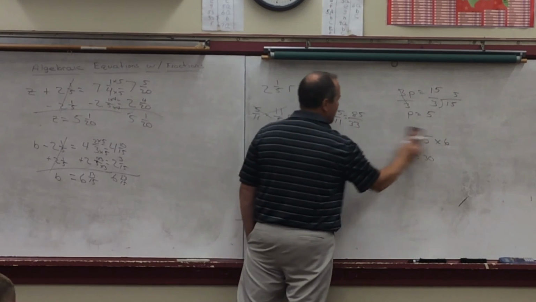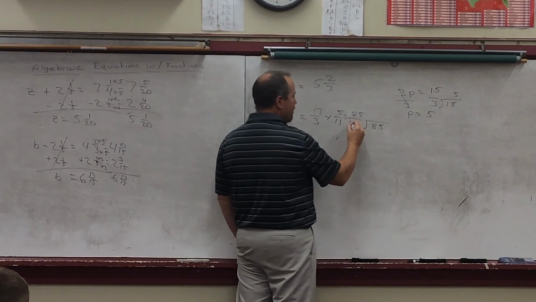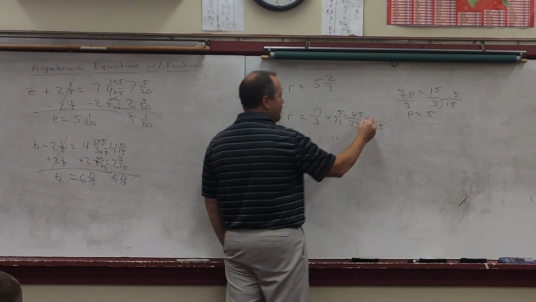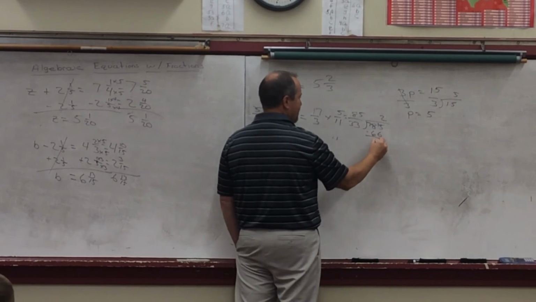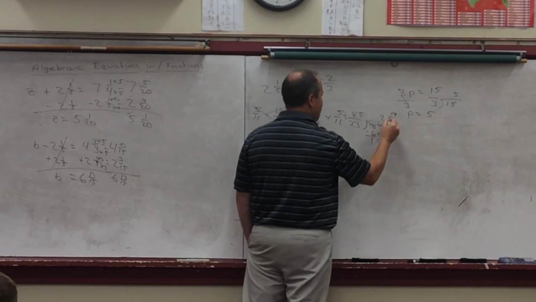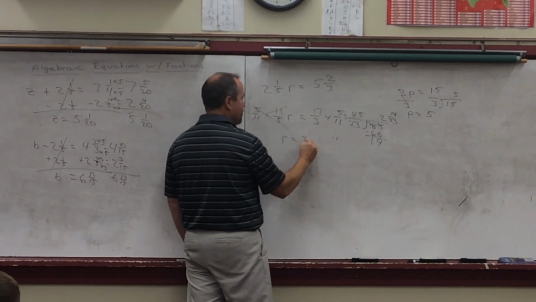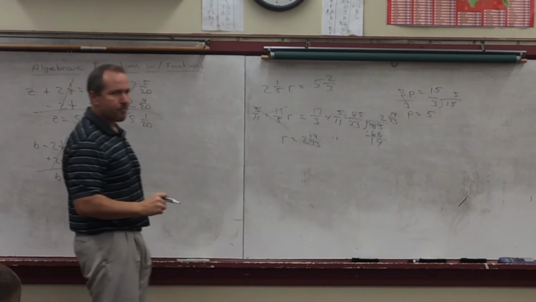And now we'd want to get rid of the improper fraction by dividing the top by the bottom. 33 is going to go into 85 2 times. That's 66. Subtract. Gives you 19. And that 19 becomes your numerator. Denominator is 33. And so r is equal to 2 and 19 over 33.